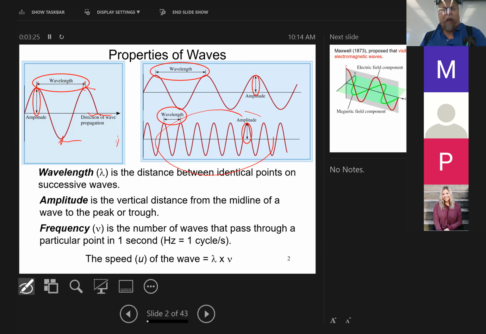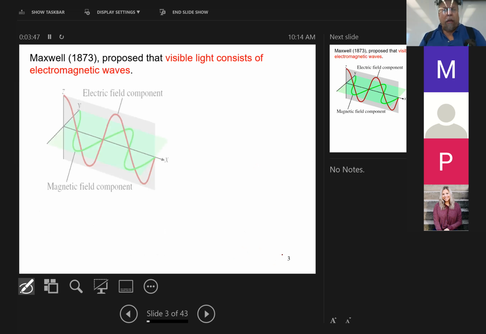The speed of the wave is equal to the wavelength times the frequency. And when you're talking about light, that's called C, okay, and essentially that's 3 times 10 to the 8th meters per second. That's the speed of light in air or in a vacuum, okay?